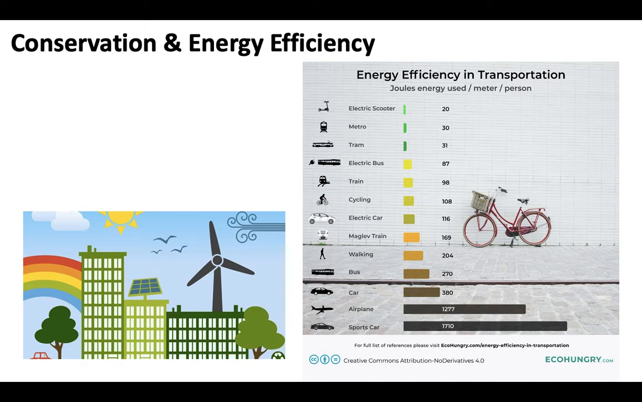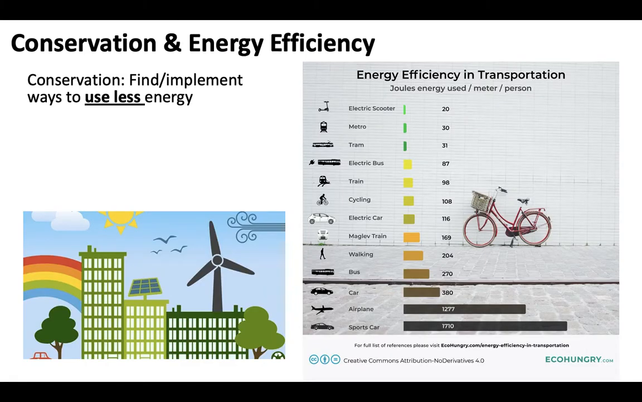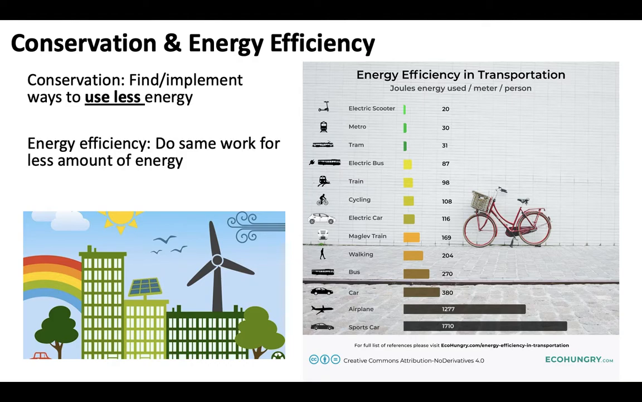So conservation and energy efficiency go hand in hand, as you can see on this diagram. Conservation is finding ways to use less energy, and energy efficiency is doing the same amount of work for less energy. So if you look at different modes of transportation, you can see things like the metro and the electric scooter are the most efficient, whereas things like sports cars and airplanes are the least efficient, requiring the most amount of energy used per meter squared per person.